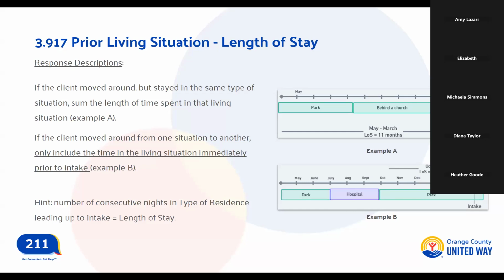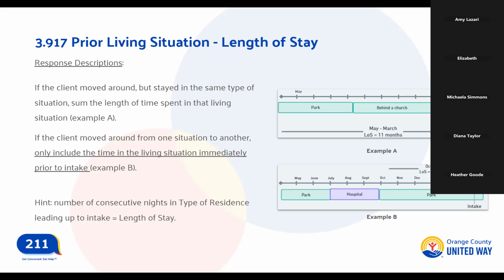Because they stayed at a park the night before intake, their type of residence was reported as place not meant for human habitation. To calculate the length of stay in a place not meant for human habitation, the intake staff would ask the client how many nights in a row the client stayed at the park after they left the hospital and leading all the way up to and including the night before intake. The client most recently left the hospital in about October and stayed in the park until the night prior to intake in March for a total of 6 months. This is the client's length of stay for the prior residence.